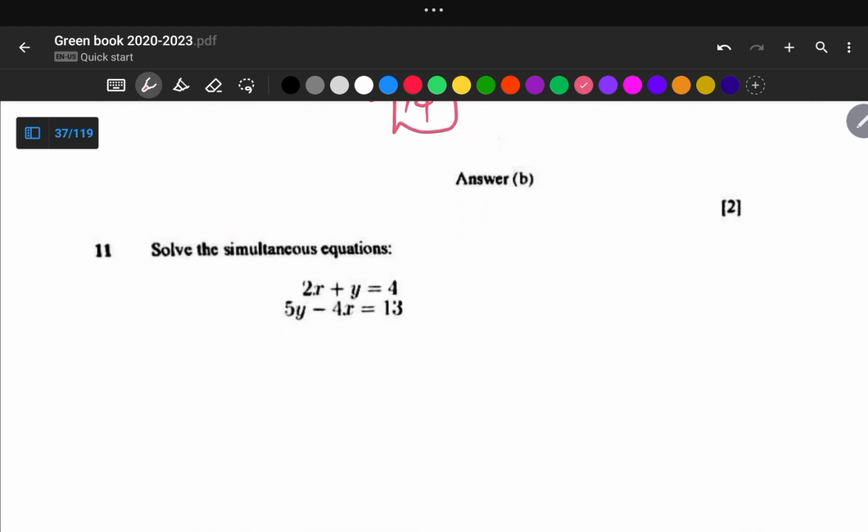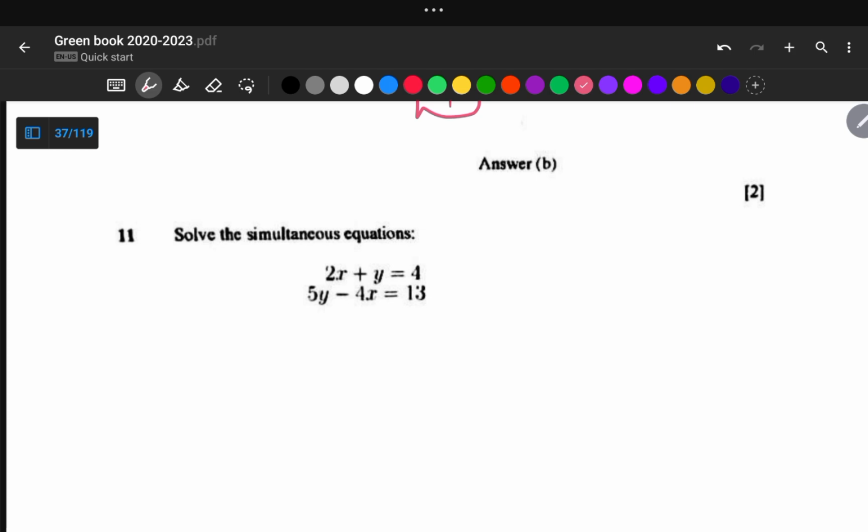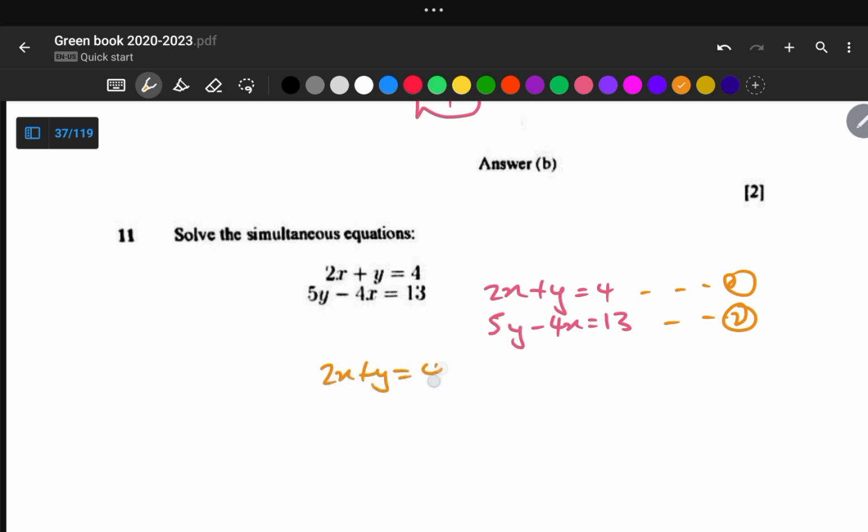And let us move on to number 11. In number 11, we are given these simultaneous equations. So we are having 2x plus y being equal to 4 and 5y minus 4x being equal to 13. For us to solve such kind of simultaneous equations, it's either we use the elimination method or the substitution method. In this case, we can simply use the substitution method, because we can simply make y the subject on this first equation. So if 2x plus y is equal to 4, therefore if we subtract 2x from both sides, y will be equal to 4 minus 2x.